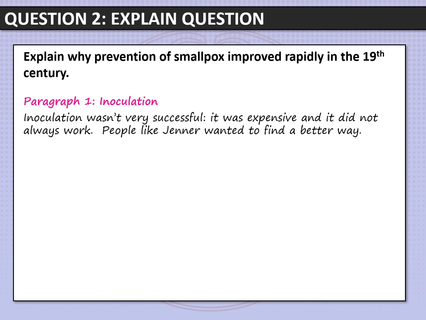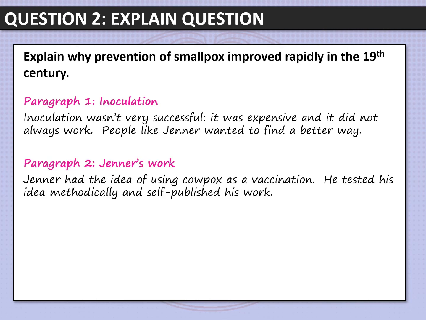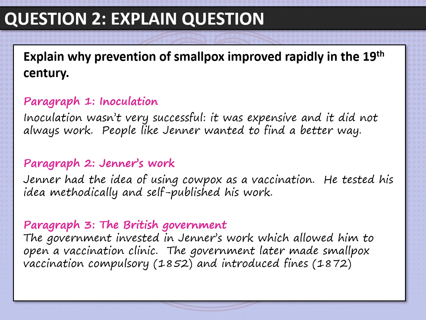The second reason I'm going to explain is Jenner's work. He came up with the brilliant idea of using cowpox as a vaccination. He tested his idea methodically, and when the Royal Society refused to publish his work, Jenner self-published. I need one more reason why prevention of smallpox improved rapidly, so I'm going to write about the British government. The government invested money in Jenner's work, allowing him to open a vaccination clinic. And the government also took action later to try and make sure people got vaccinated. They made vaccination for smallpox compulsory, and they introduced fines.